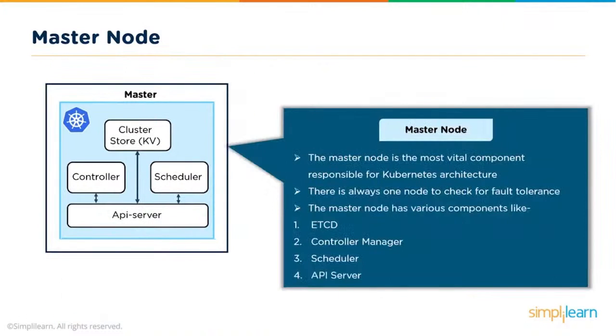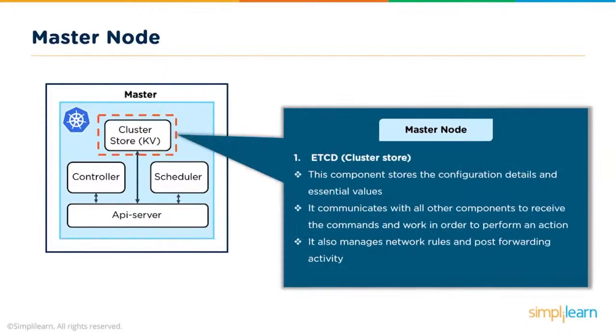The master node is the most vital component. With the master, you have four key controls. You have etcd, controller manager, scheduler, and API server. The cluster store, etcd, manages the details and values that you've developed on your local workstation, and will work with the controller, scheduler, and API server to communicate those instructions of how your infrastructure should look to your entire network.